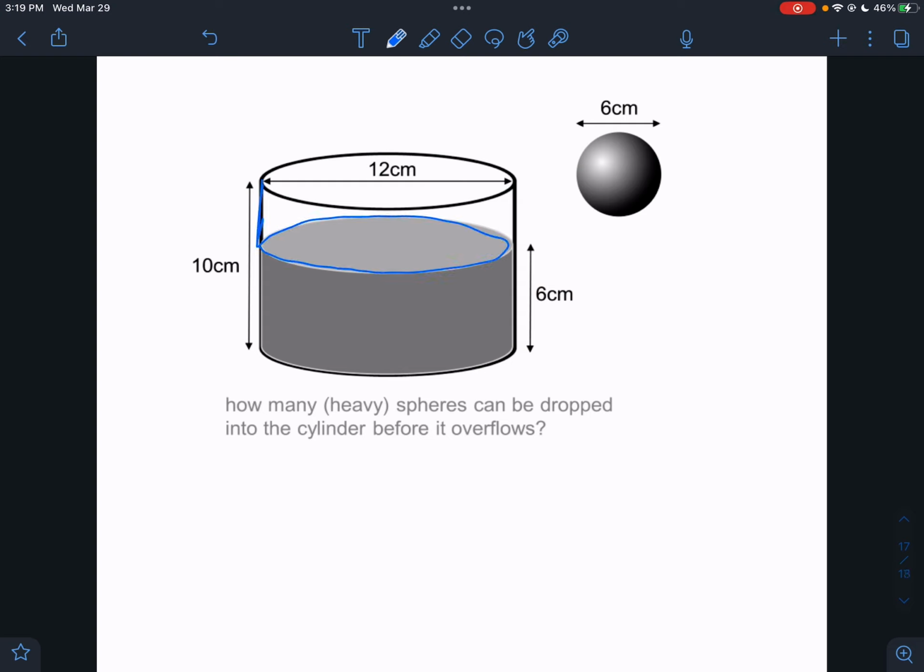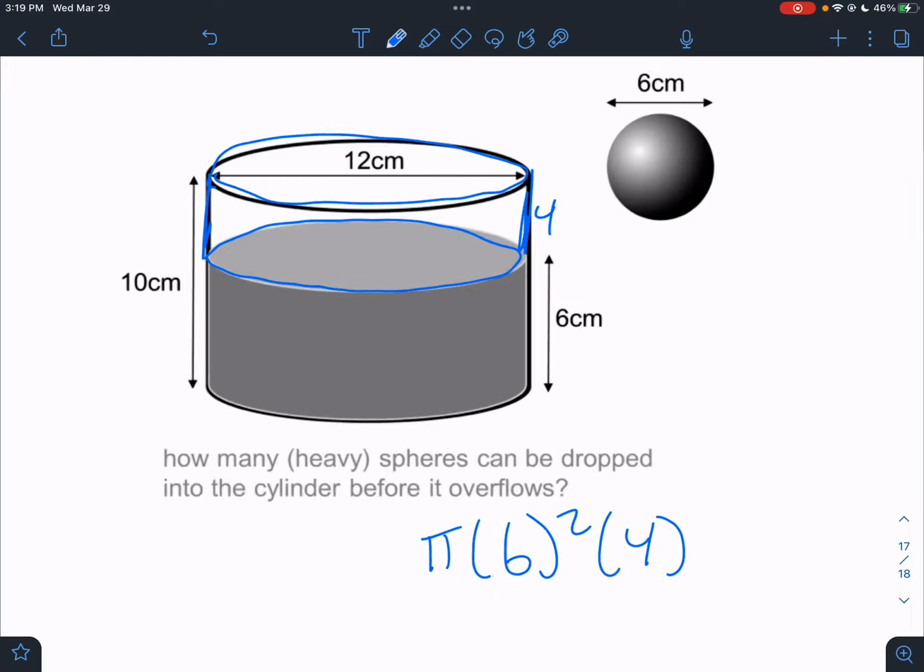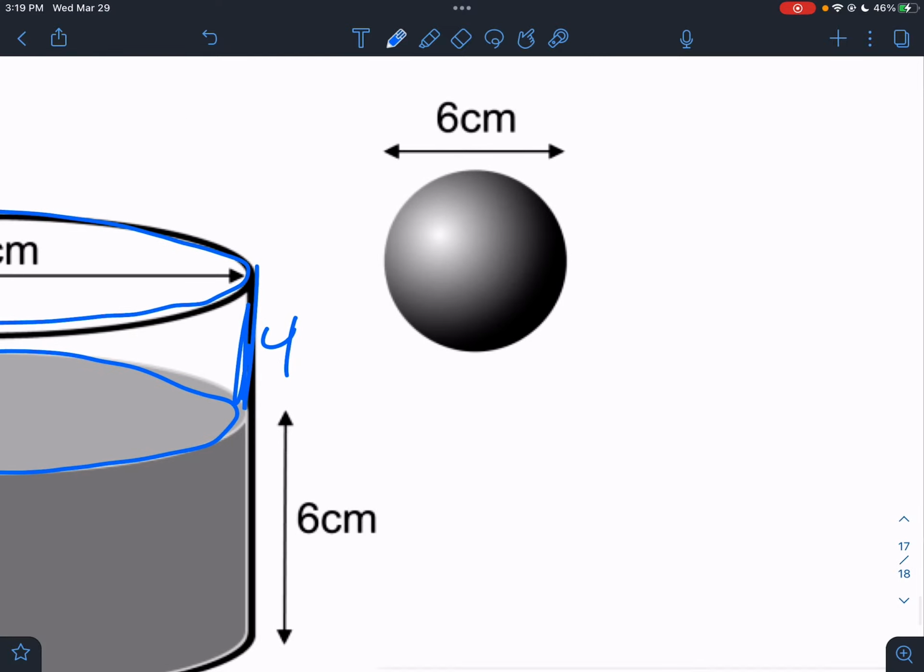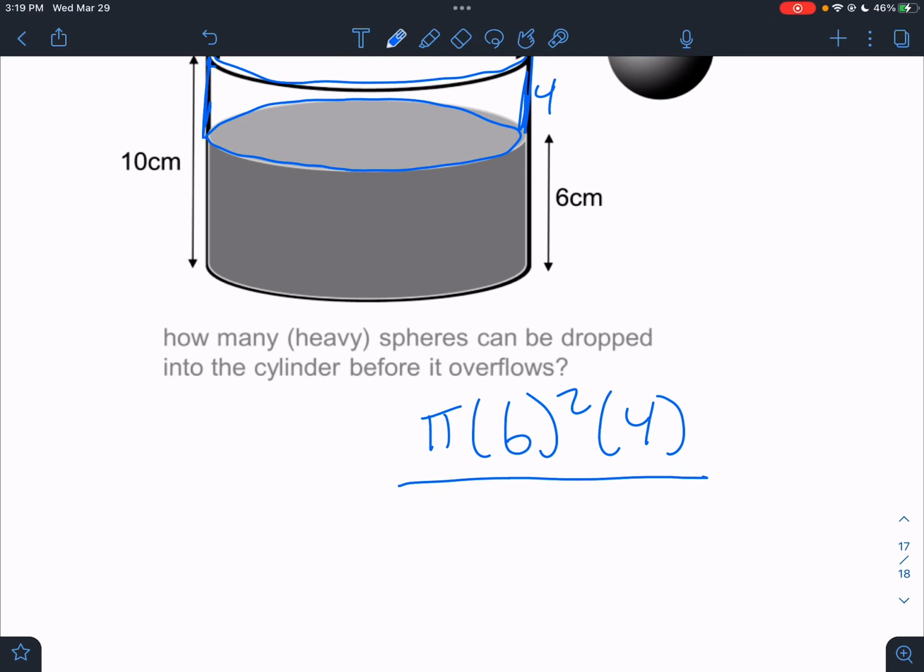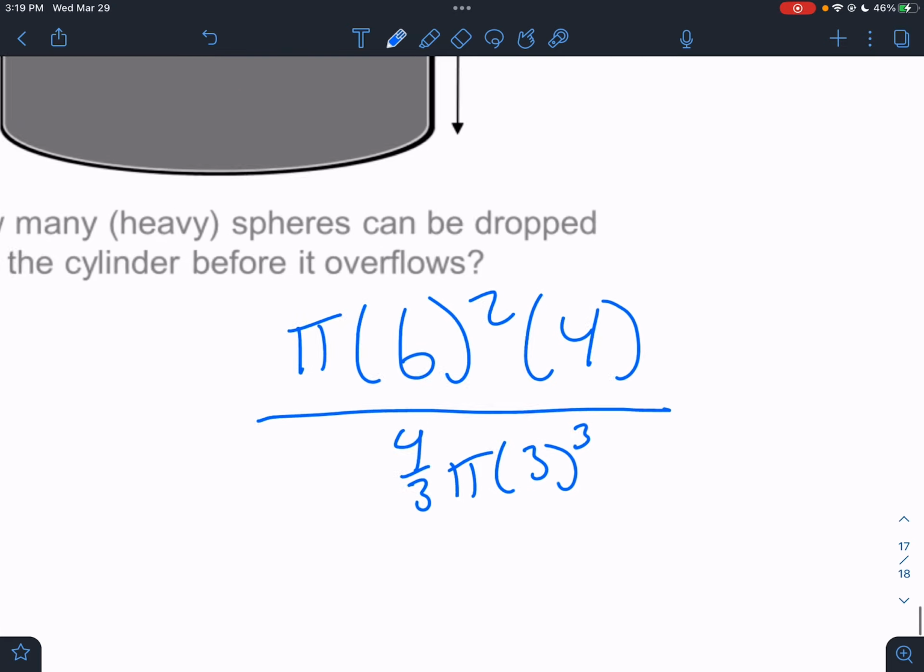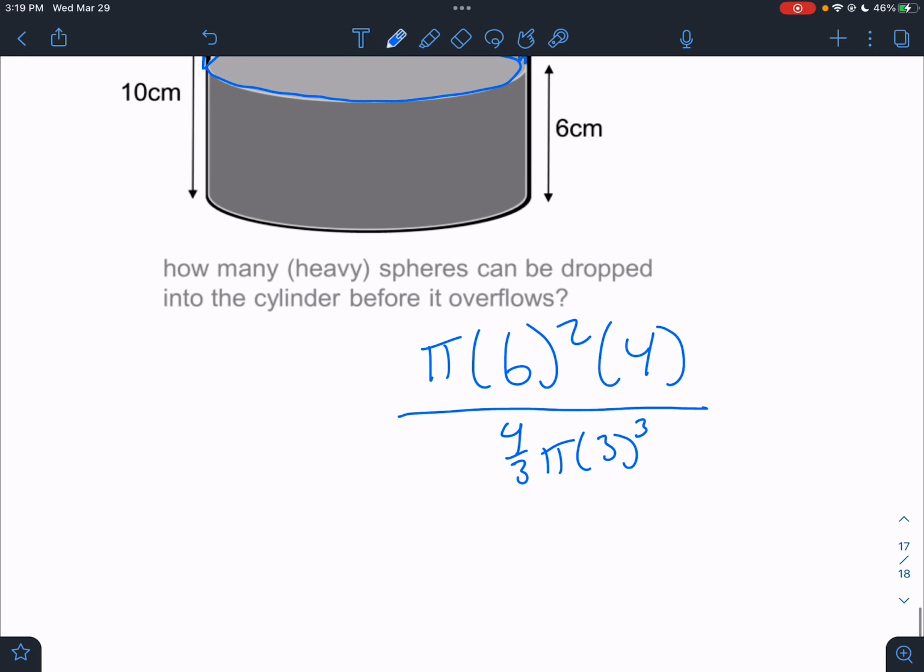There's a cylinder shape of empty space. It's an empty cylinder that has a height of 4. So it's pi times the radius squared times 4. That's how much space we have. How much space does one sphere take up? Well, the radius is 3. So we would divide that by how much space they take up. 4/3 pi times 3 cubed. So this is the situation. It's the total, how much space we have divided by how much space each one takes up.